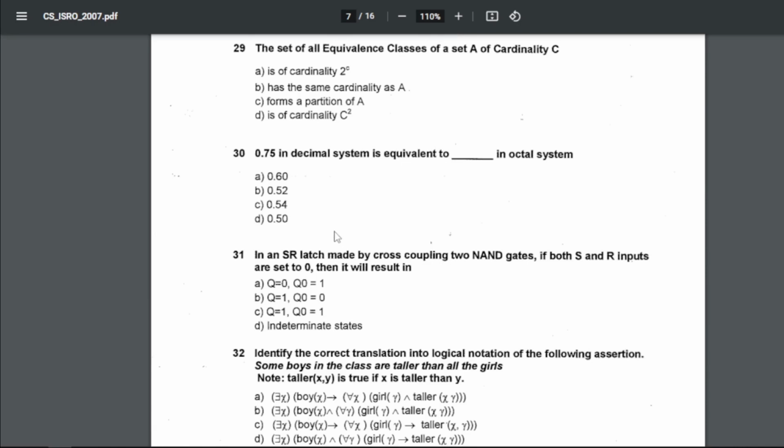Question number 30: 0.75 in decimal system is equivalent to what in octal system? 0.75 in decimal is equivalent to 0.6, or .60, in octal system. So answer A is correct, because first you get the binary of 0.75, which is 0.110 in base 2, then you convert that into base 8. So obviously you will get 0.6.